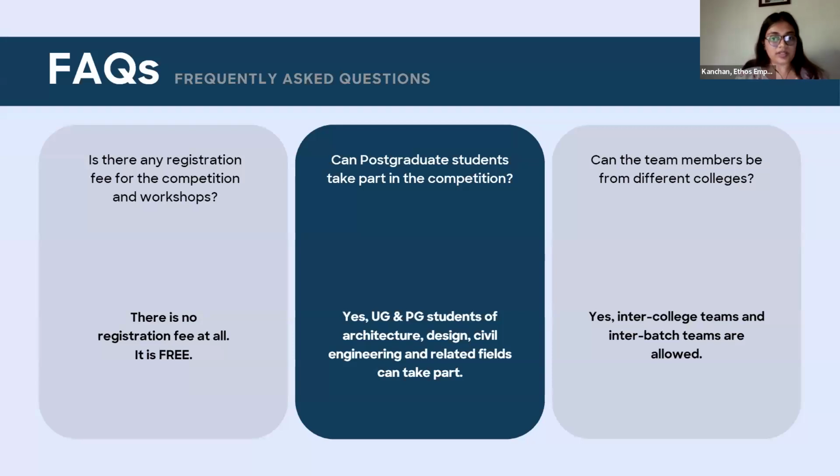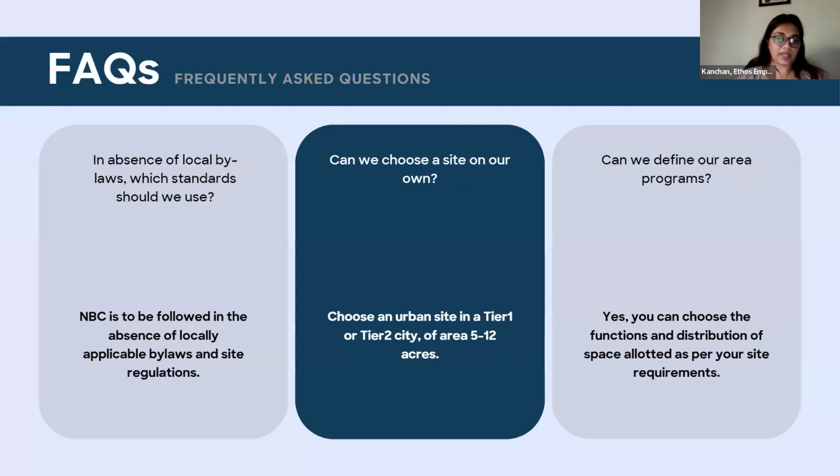Can postgraduate students take part in the competition? Of course, they can. UG and PG students of architecture, design, civil engineering, and planning disciplines, they are welcome to participate in the competition. Can the team members be from different colleges? Yes, inter-college and inter-batch teams are allowed for the competition. In absence of local bylaws, which standards should you use?